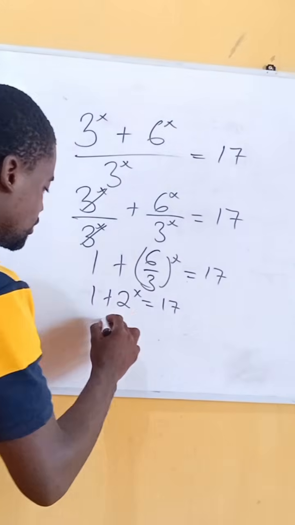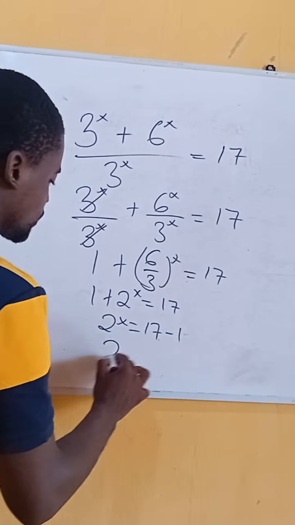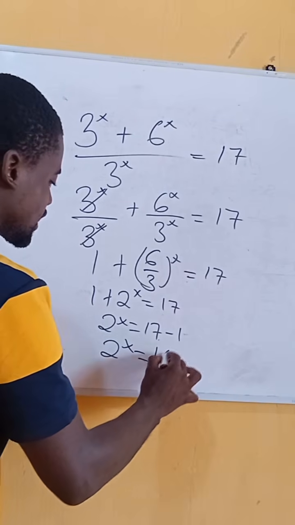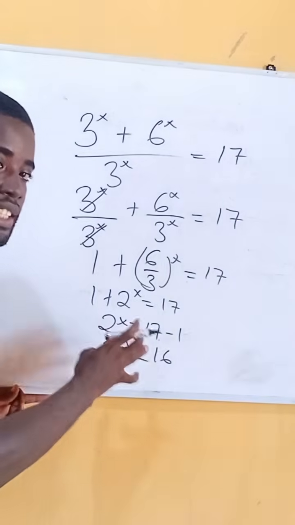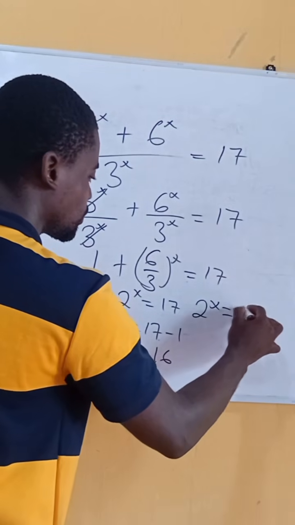Group items here. 2 exponent x is equal to 17 minus 1. So we have 2 exponent x is equal to 16. 16 can also be written as 2 exponent 4. So we have 2 exponent x is equal to 2 exponent 4.